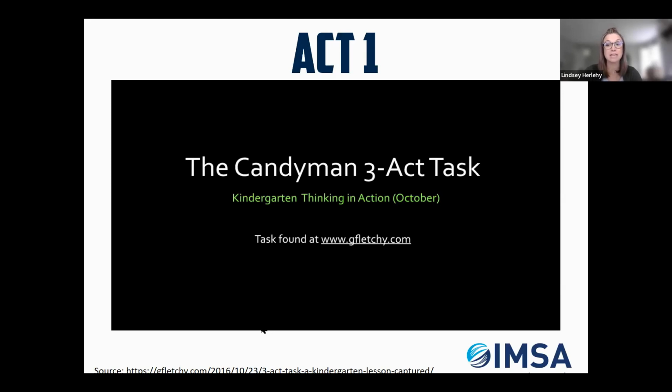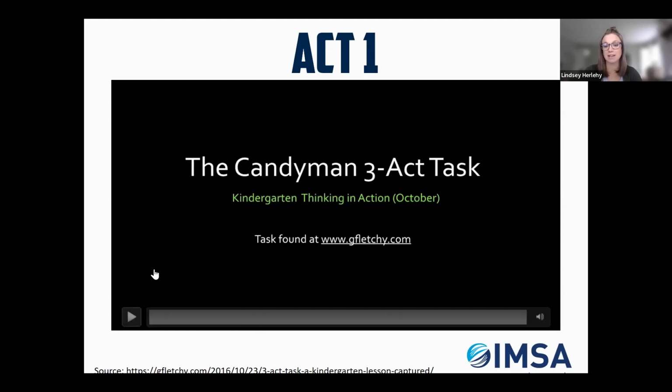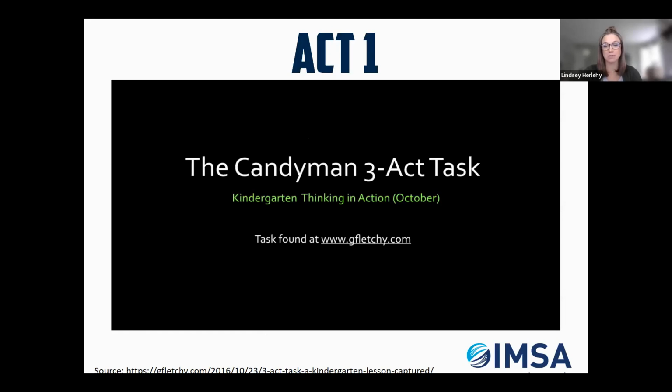So these are very young kindergartners, just to give you an idea. And this is what they're exploring as an Act 1. Okay, it's called the Candyman. I'm gonna play this. It is a little bit longer, but I do think it's valuable just to see how even the youngest kids are asking questions and making observations. And he does a great job modeling as a teacher how to handle all of that.